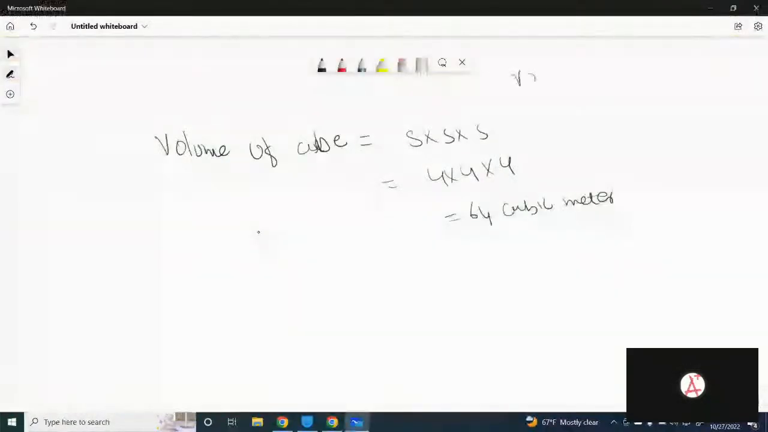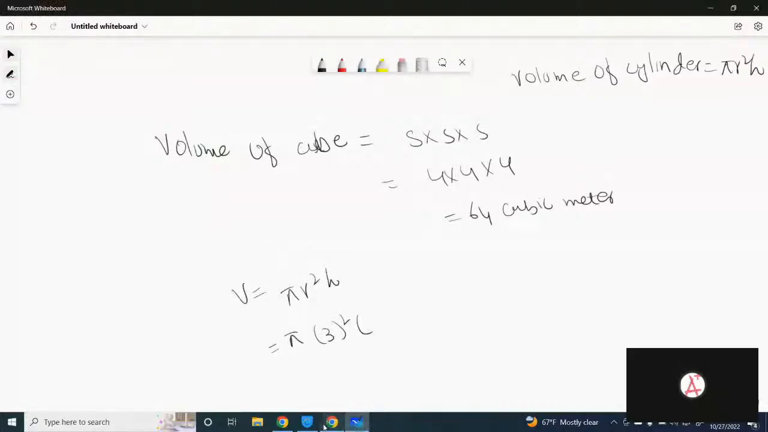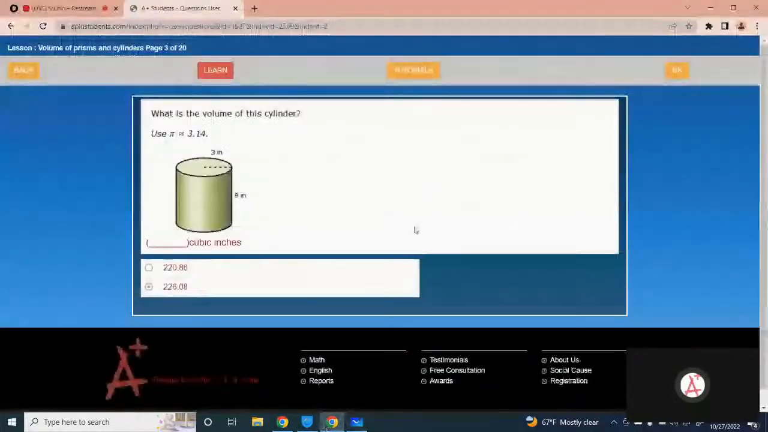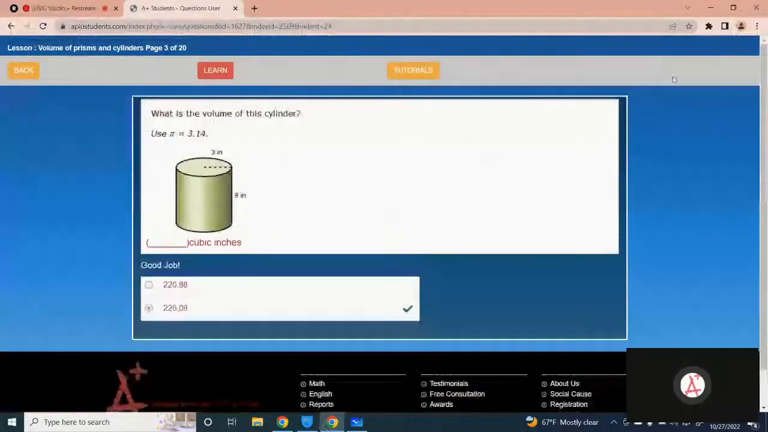The volume of the cylinder is pi r square h. Got it? Just put the values: V equals pi r square h. R is 3, I think, and h is 8. So just calculate the values we did in the tutorial. So it is 220.08, I think. I remember we did this question in the tutorial. So it is 226.08. Got it?